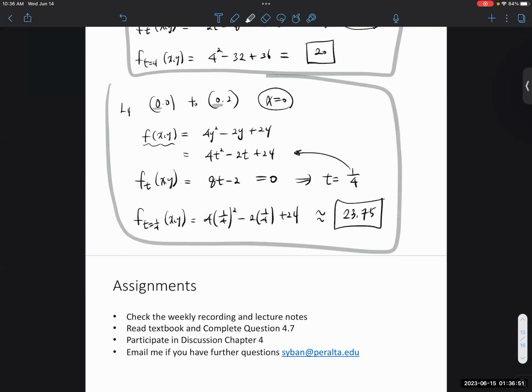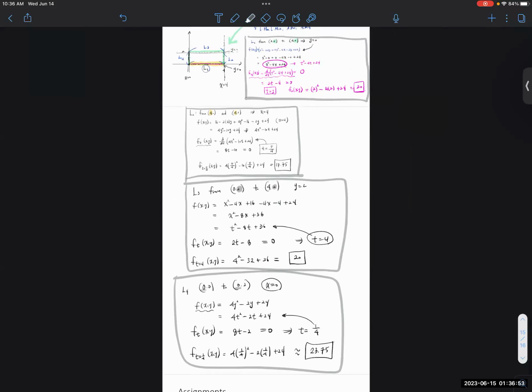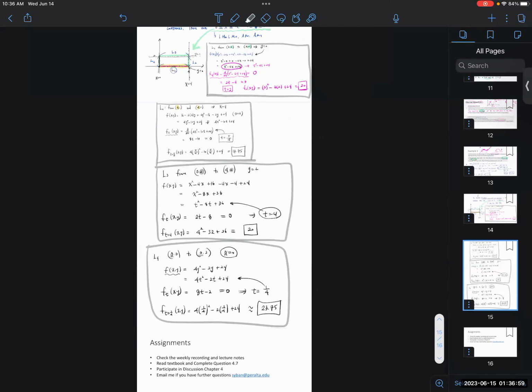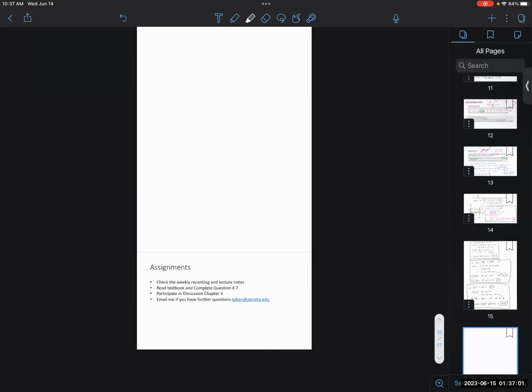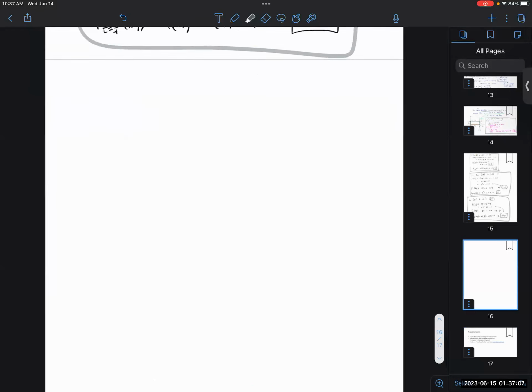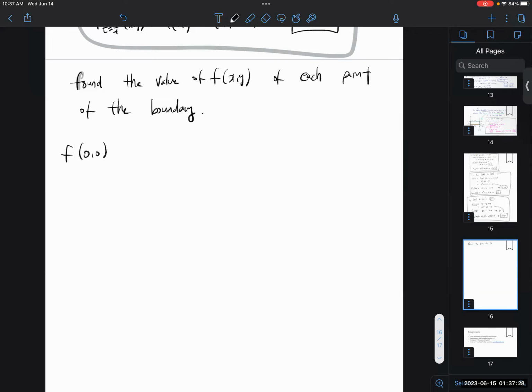So hold on there. Okay, you want to know what we are doing actually. So here, I evaluate each outcome of each line. I'm going to make a little bit of space. So what does it mean so far? We found the value of f(x, y) of each point of the boundary. That's what we just did, which means f(0, 0), right?